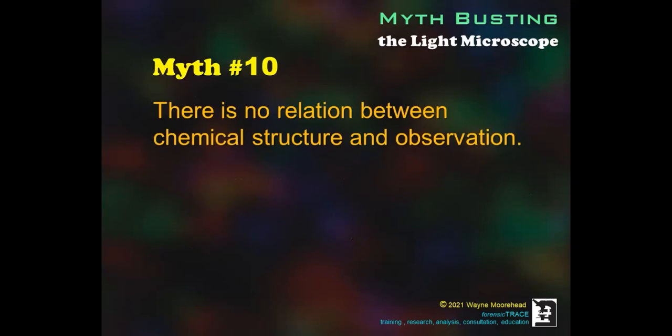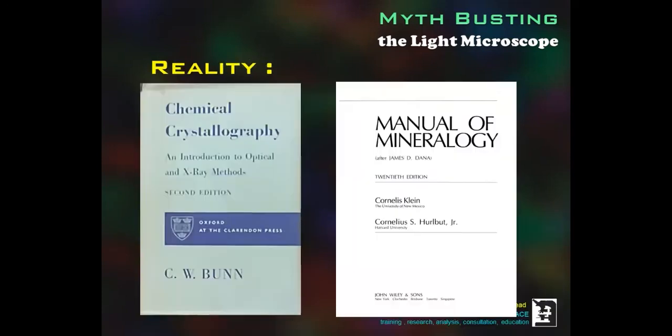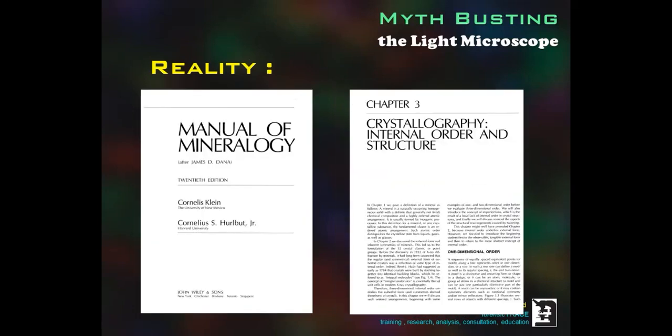Myth 10, there is no relation between chemical structure and observation. Few question the relationship between structure and observation of cells examined for medical purposes, but may have issues with non-medical particles and cells. Here are two references describing relationships between optical characteristics and the chemical structure, but these aren't the only references or research into this topic. This is one chapter out of the Manual of Mineralogy described in the Crystallography and Mineralogy of James D. Dana and updated by Klein and Hurlbut.